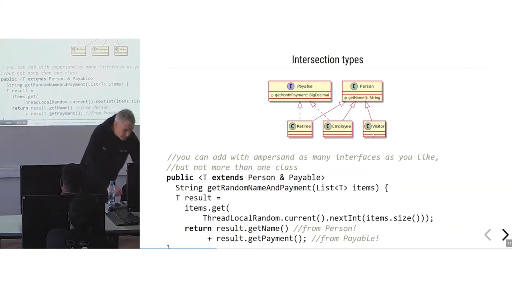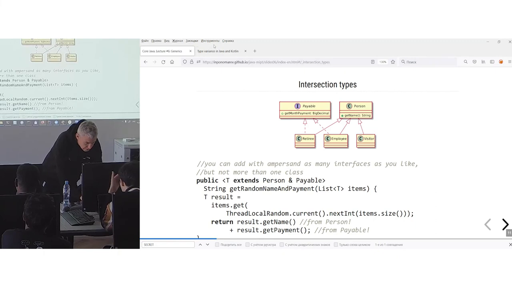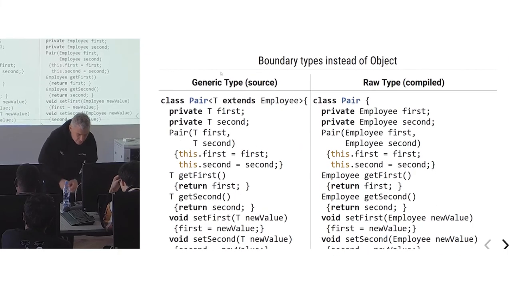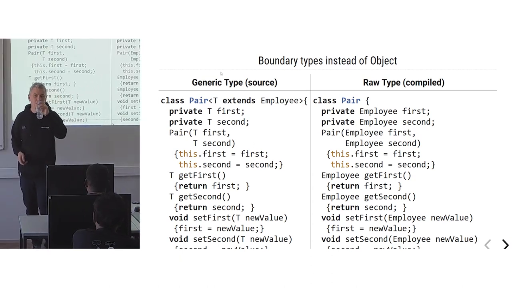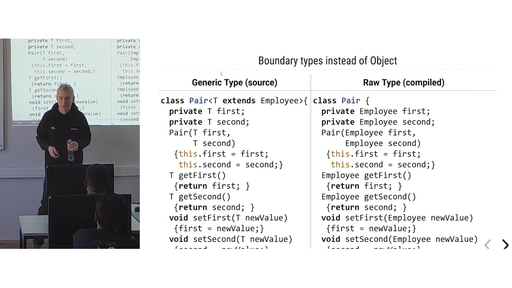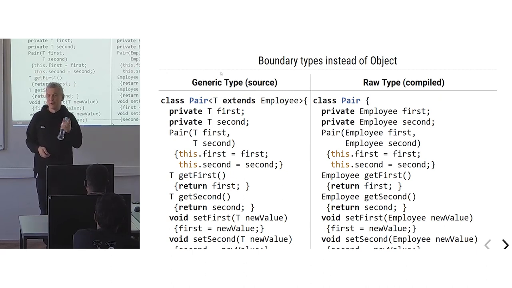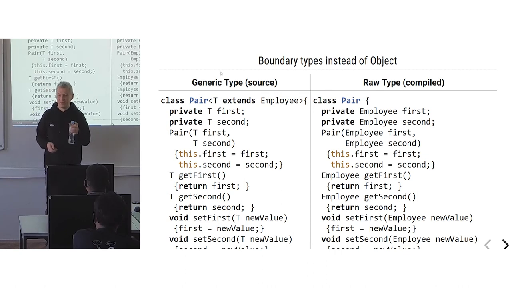So let's get back to the presentation about type variance. Your ideas, if we have intersection types here, what's going to be? Okay, people usually try to figure it out, but actually the answer is simple. It will use the first one in the list. So if it's Payable and Employee, it will be Payable. If it's Employee and Payable, it will be Employee. So it does it in the most stupid and simple way.